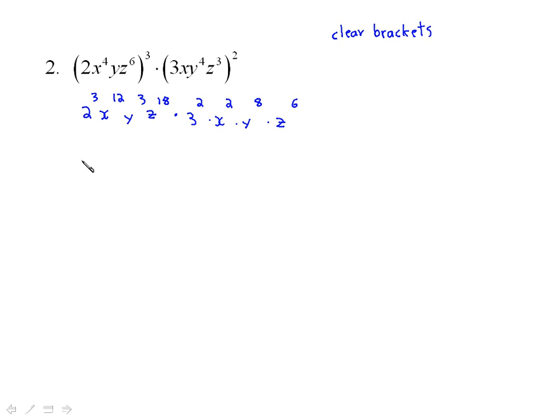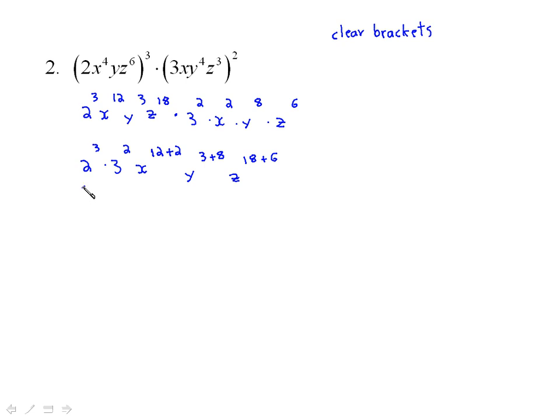Now you can do this very quickly, most of you will, but I'm going to do it in a few steps. I'm going to put the numbers in the front, 2 to the 3, which is 8, times 3 to the 2, 9, and then I'm going to get the x's taken together, because we have x to the 12 times x to the 2. Now they could be gathered very early on, but I'll write them like that and then add them. And then y to the 3 plus 8, and then z to the 18 plus 6.